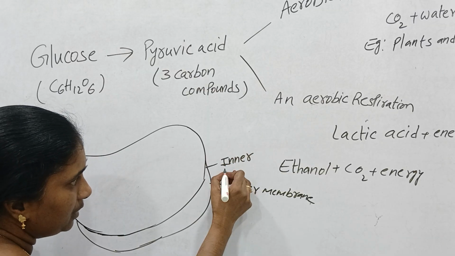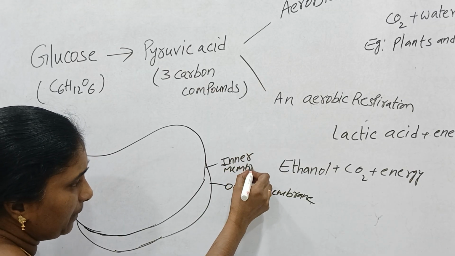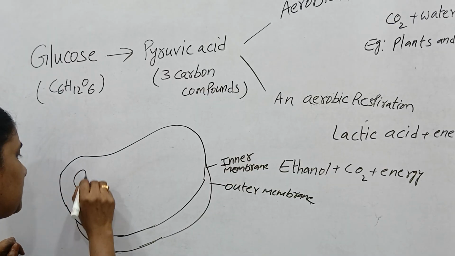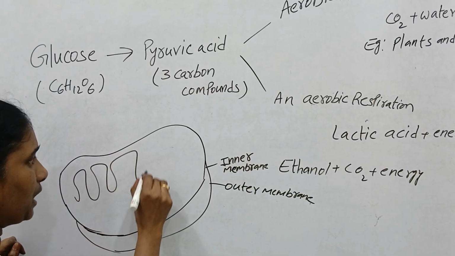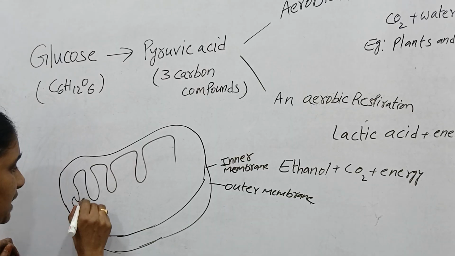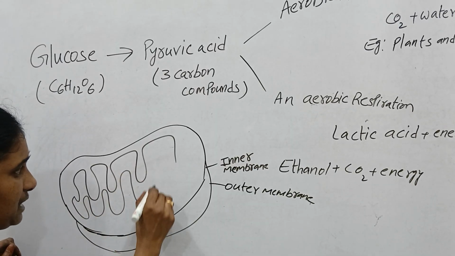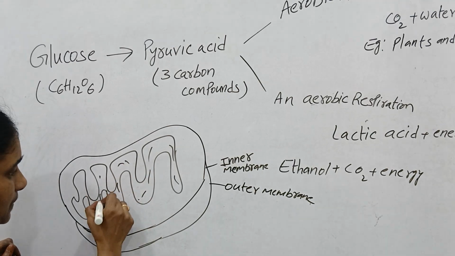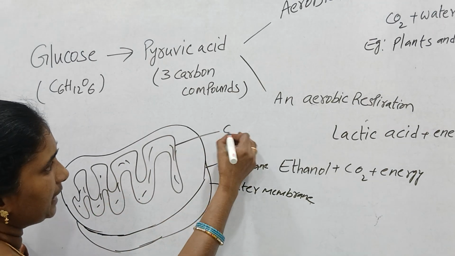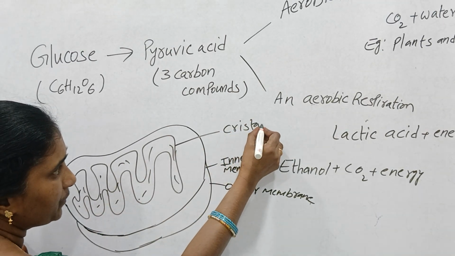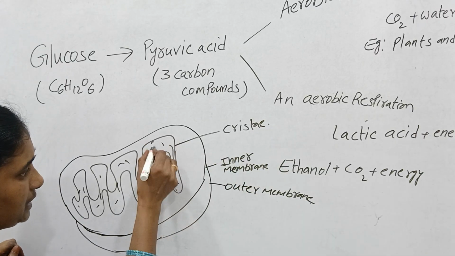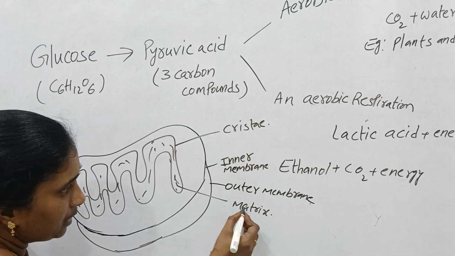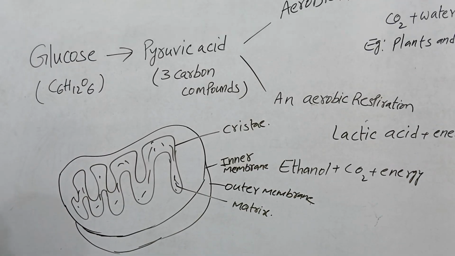In the inner membrane we can find some folding-like structures. These folding-like structures which are present in mitochondria are called cristae. Between these cristae one fluid is present. The fluid is called matrix. The foldings inside the mitochondria are called cristae. Between the cristae the fluid is called matrix. So mitochondria is called the powerhouse of the cell.